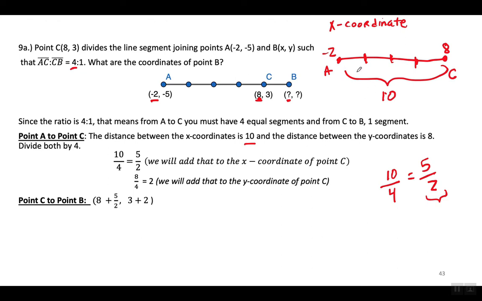I'll say it again. Since I know that the distance from A to the next segment, to the next segment, to the next one, to the next one is 5 over 2, all I need to do is, since the x coordinate of C is 8, add 8 plus 5 over 2 to get the x coordinate of B. Which is what I put right here, 8 plus 5 over 2. The thing is, I got to add it, which I'll do next in a second.